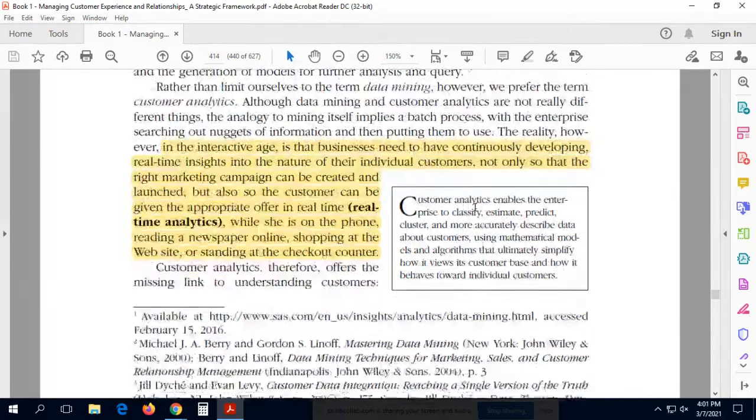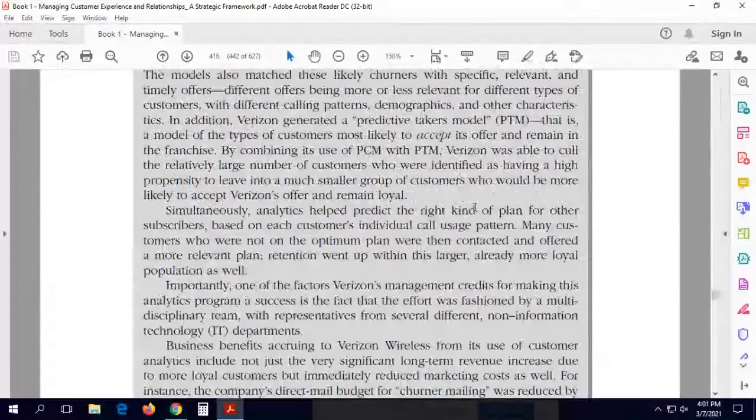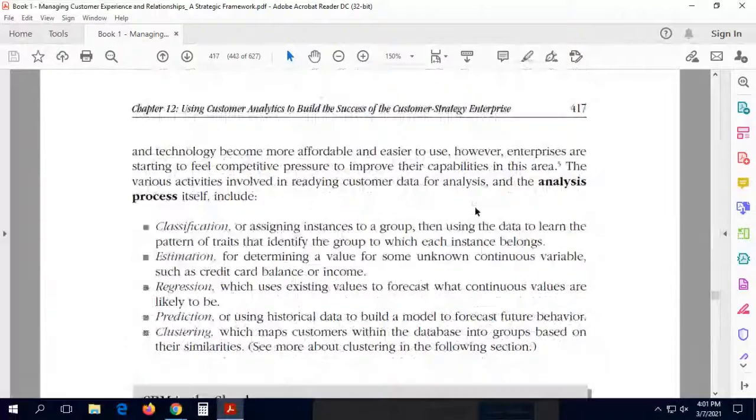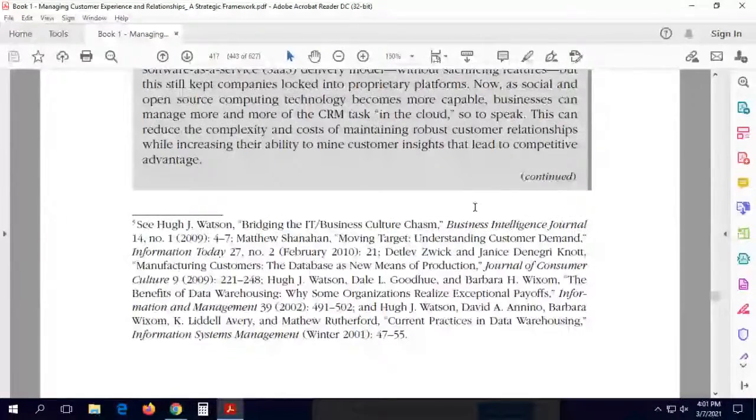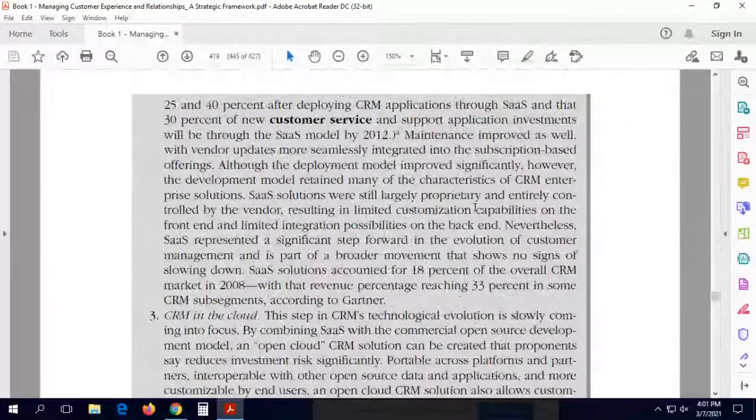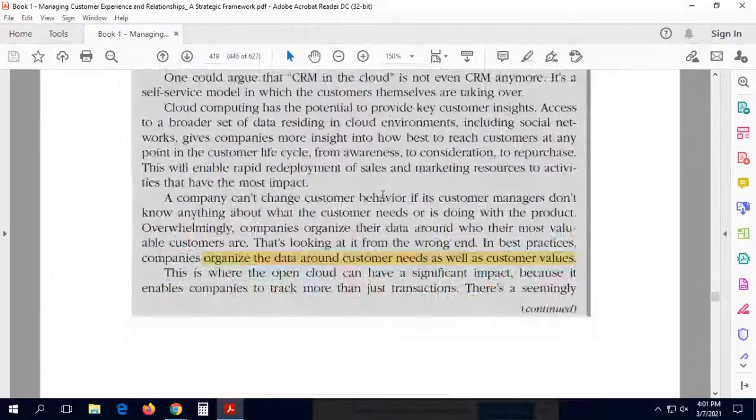Yeah. So I don't think I have highlighted much in this chapter. I doubt that, because there are many interesting examples, and you should read through these examples.